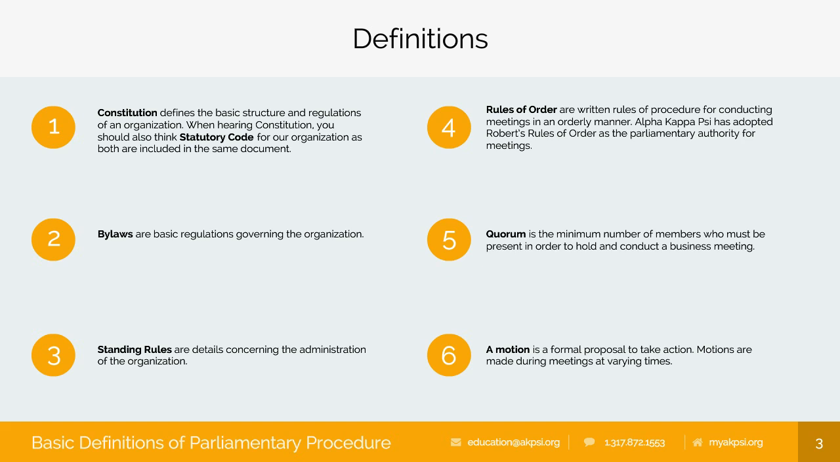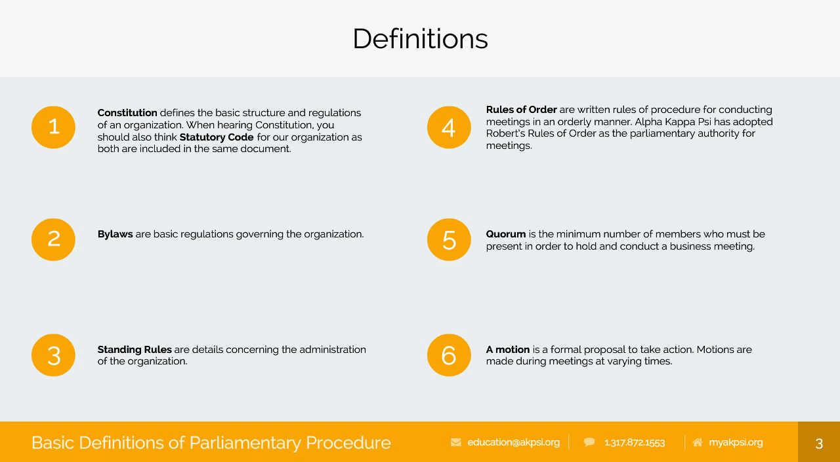Rules of order are written rules of procedure for conducting meetings in an orderly manner. Alpha Kappa Psi has adopted Robert's Rules of Order as the parliamentary authority for meetings and is stated in Article 7, Section 3 of the Constitution. This means Robert's Rules of Order should be followed when conducting official business.